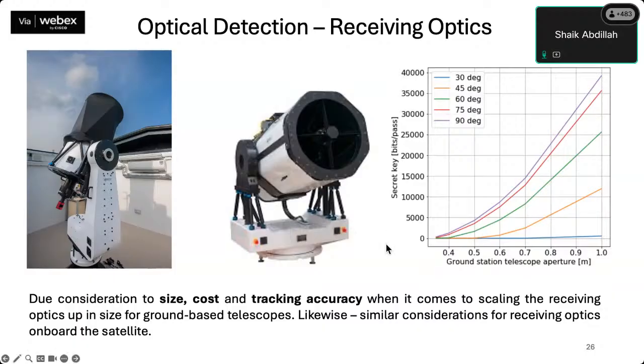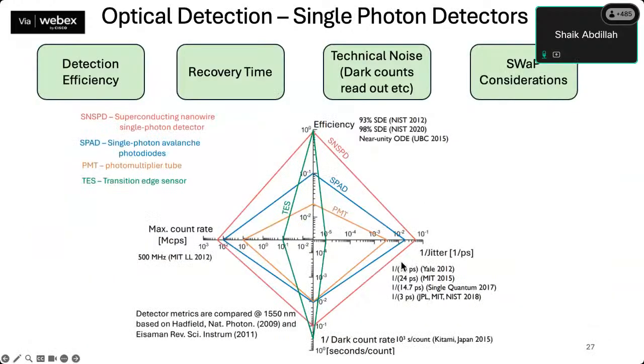Okay, so for the next hour, I will just finish up the anatomy of the satellite quantum communication mission. So the last part would be the detectors, right? Because if we are performing experiments in weak coherent pulses, then we will need single photon detectors. And likewise, if we are performing experiments in entanglement-based QKD, we also need single photon detectors. And the figures of merit that we need to take into account are detection efficiency, recovery time, technical noise that arises from dark counts, readout, and timing jitter, and SWaP considerations, meaning size, weight, and power.